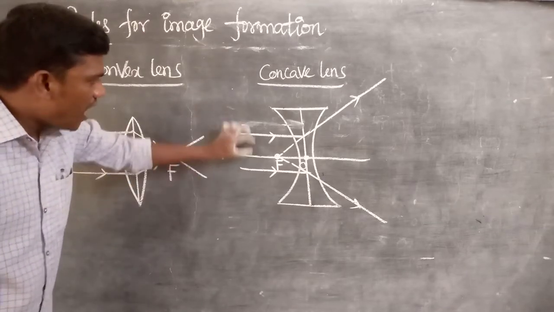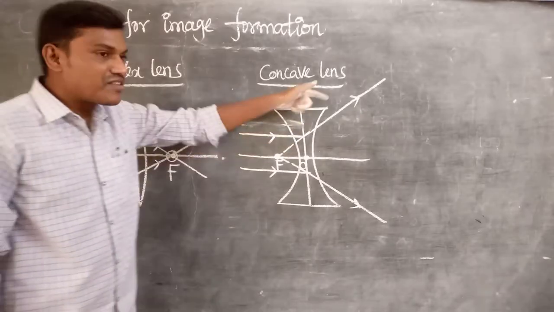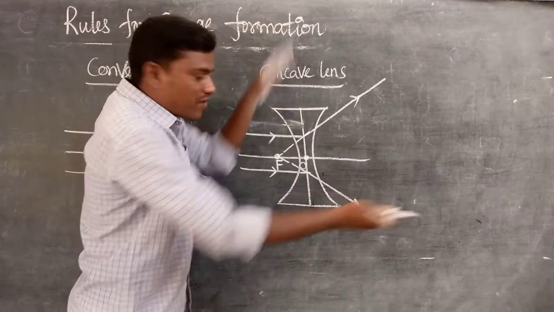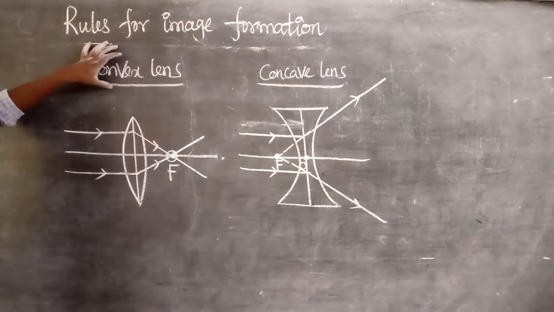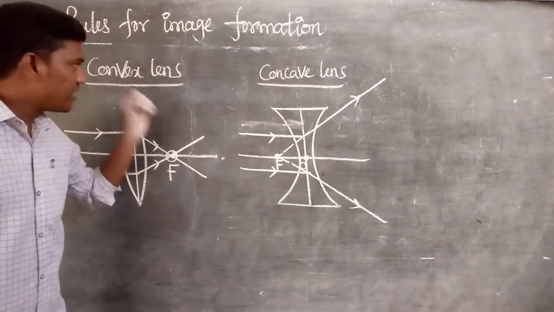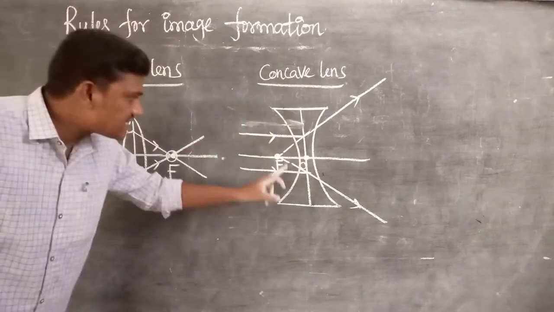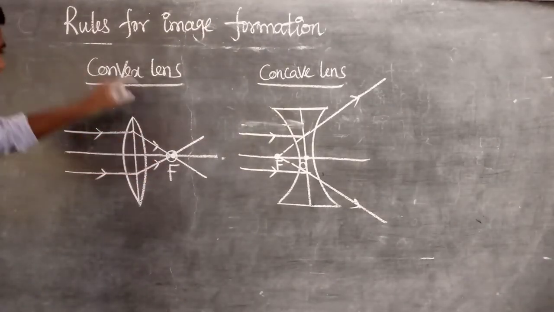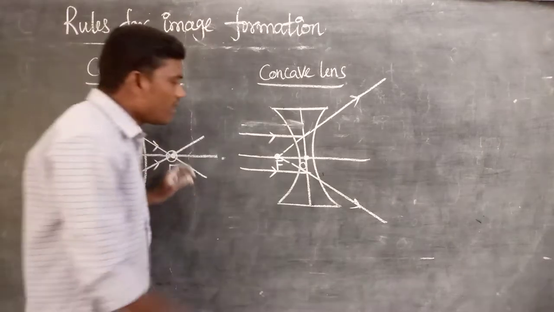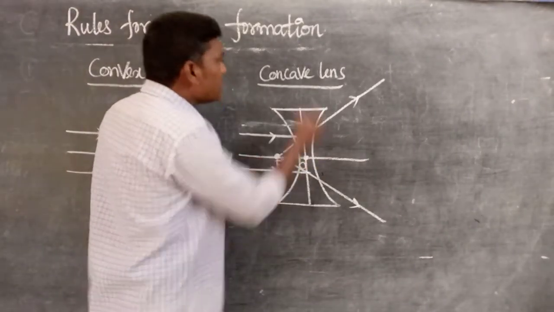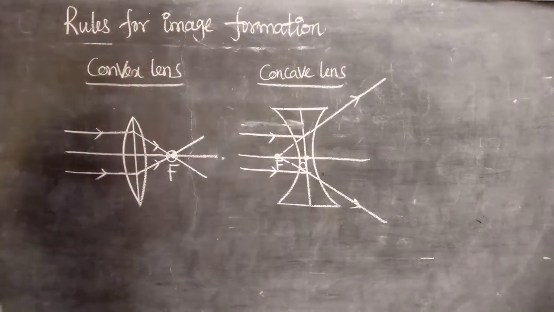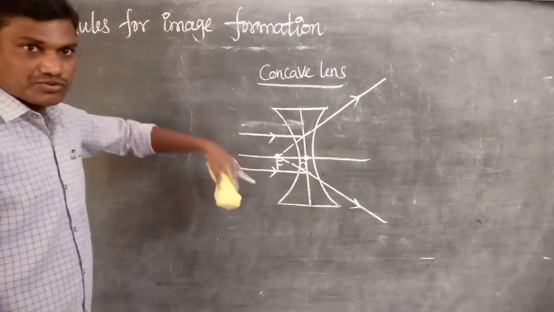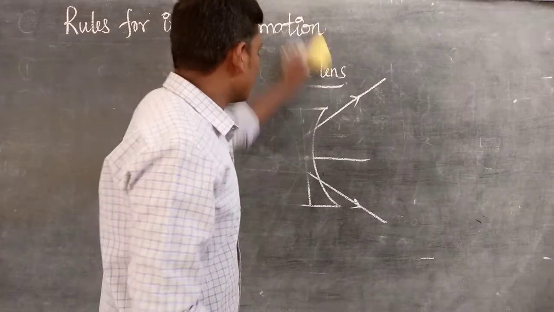So the incident rays are parallel to the principal axis. After the refraction, the refracted rays appear to diverge from this point. Which point? Principal focus. That is the first rule for image formation. A ray parallel to the principal axis, after the refraction, passes through the principal focus in which lens? Convex lens, and appears to diverge from the focus in a concave lens. That is one. You can draw these two diagrams also after writing the first rule.